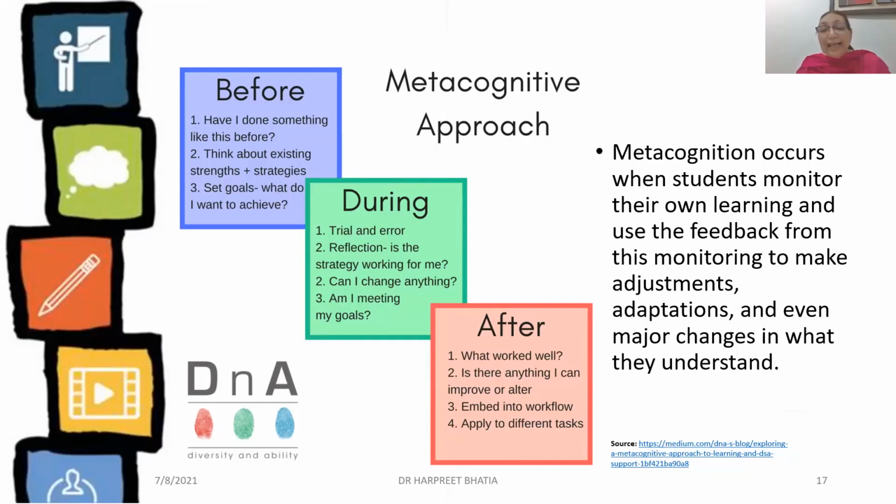And after the learning process, what is it that worked best for me? What did I do so that I learned the maximum out of this entire experience? Is there anything that I can improve or alter now to enhance my learning or whatever I have learned so far? How do I apply what I have learned to the different tasks? So this is the entire metacognitive approach, and this is what we are trying to encourage in our students through the blended learning process.